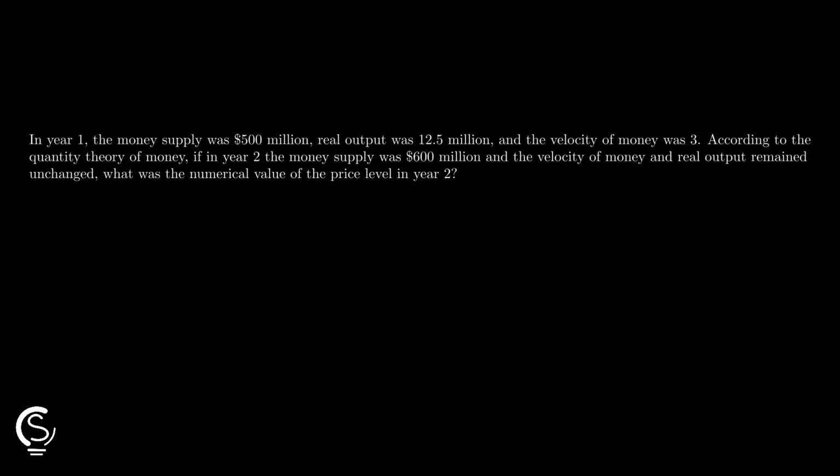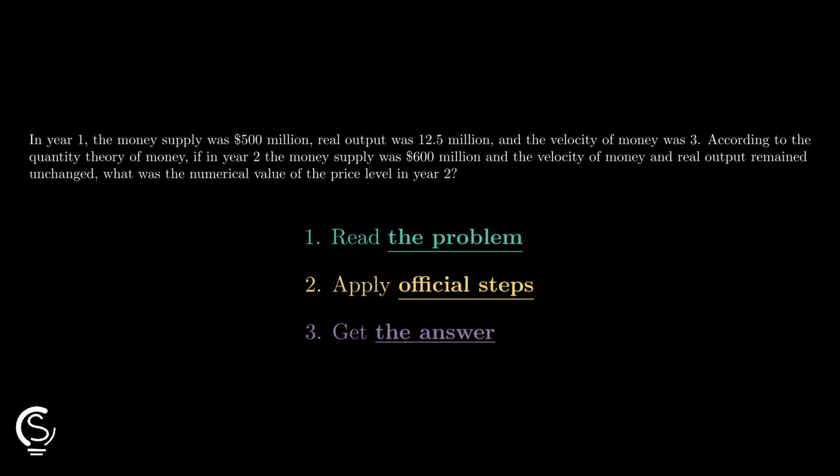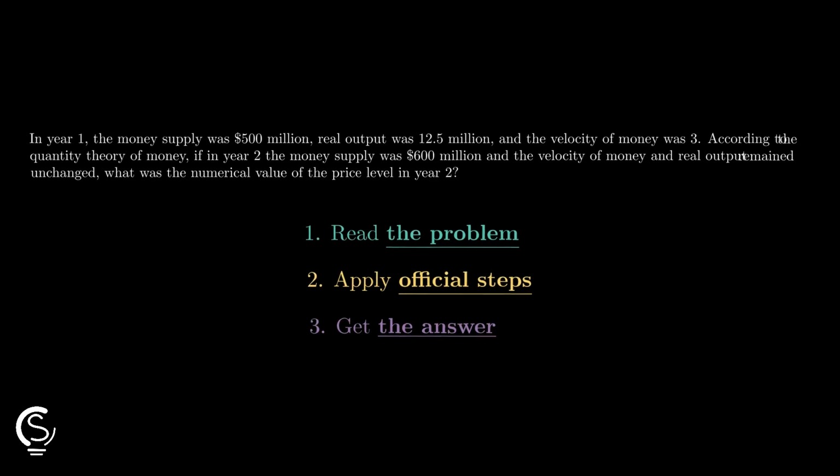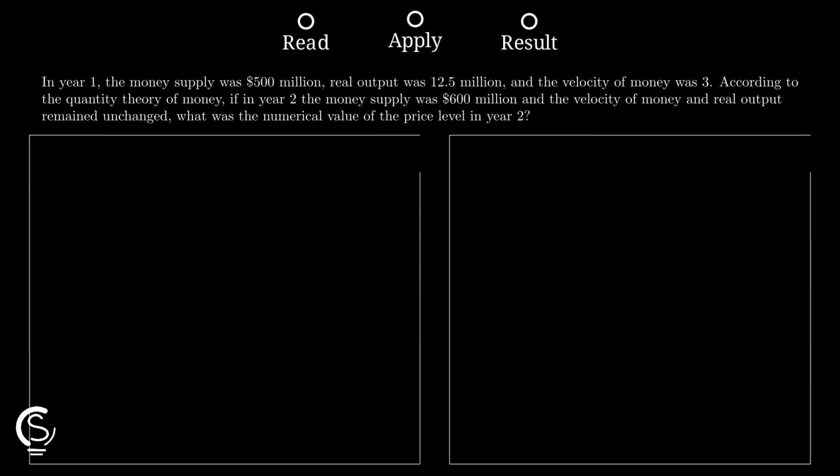Quantity theory makes this quick. We plug year 2 into MV equals PY, keep velocity and output fixed, and the price level appears. According to the quantity theory of money, MV equals PY, so price level P equals MV divided by Y. Watch this. Velocity stays 3 and real output stays 12.5 million.